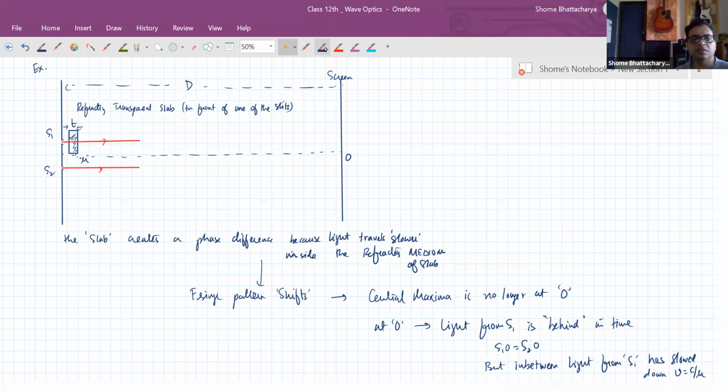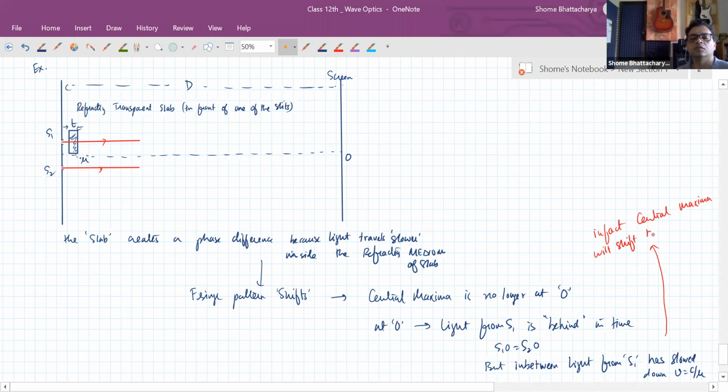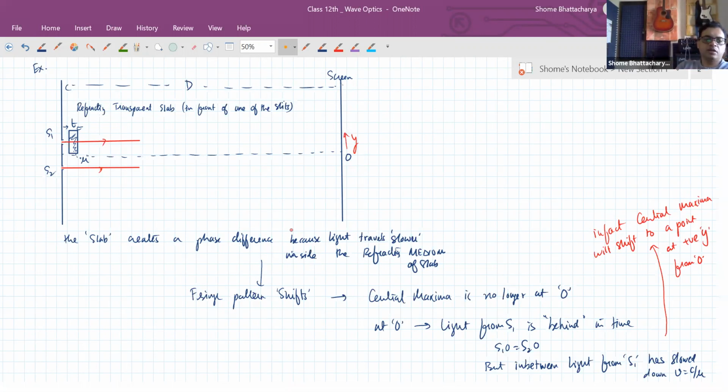So in fact, you will see that the central maxima will shift to some position above O. Okay, so that the light takes a longer path from S2, to compensate for the fact that light is traveling slower from S1 when it's going through the slab. That also we'll see how to do that calculation. So in fact, the central maxima will shift to a point at positive y from the symmetry point. It will shift to a point at a positive y coordinate here, because I put the slab on the top slit, not on the bottom slit. So the central maxima will shift to some point above, not below.